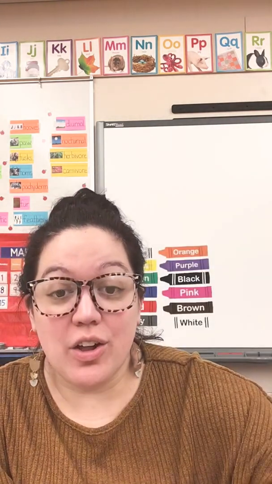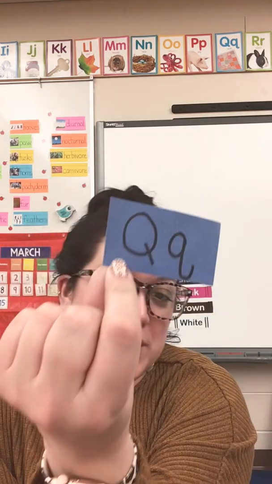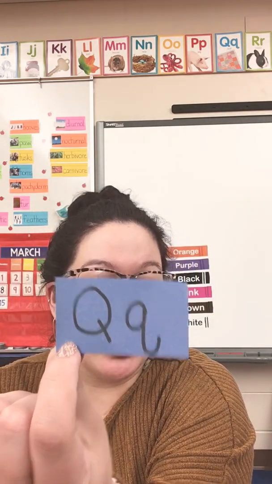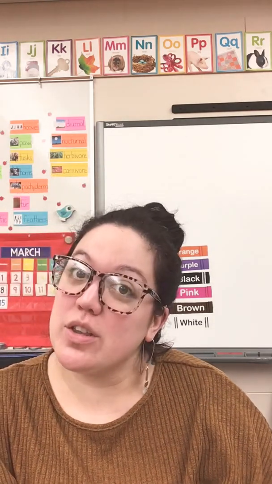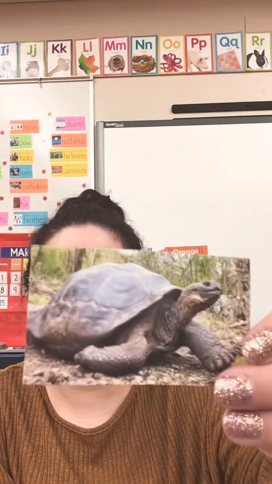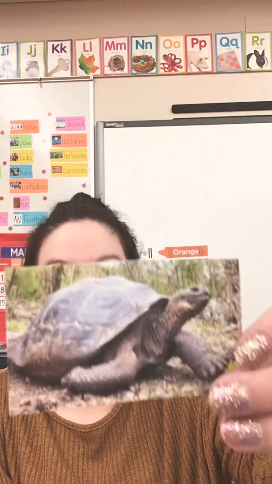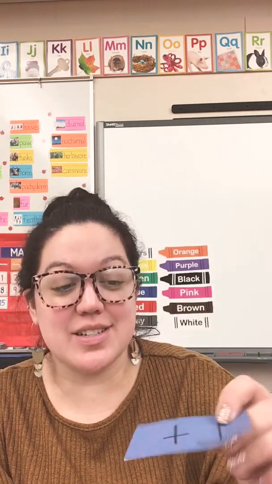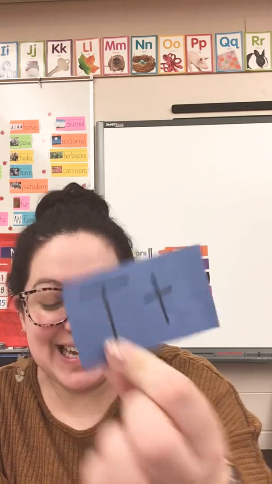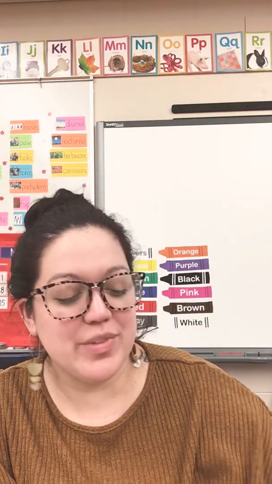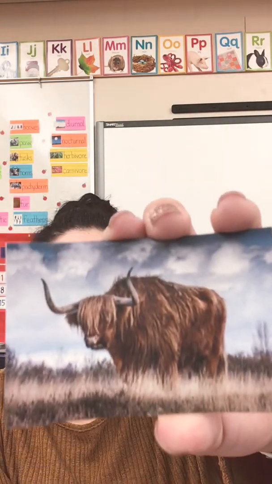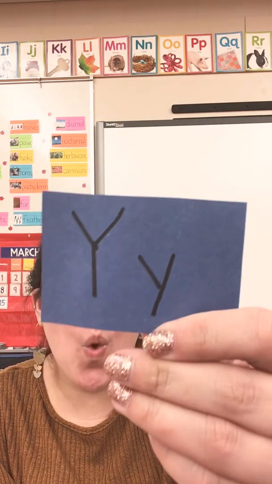And what's this new one called? A quail, or a quail bird, and it starts with the letter Q. Quail. All right, this is one of those other ones I tried to trick you with. A tortoise. Tortoise starts with the letter T. And remember, tortoises like to live on land. They don't like to go in the water. And our last new one was a yak. And he starts with the letter Y.